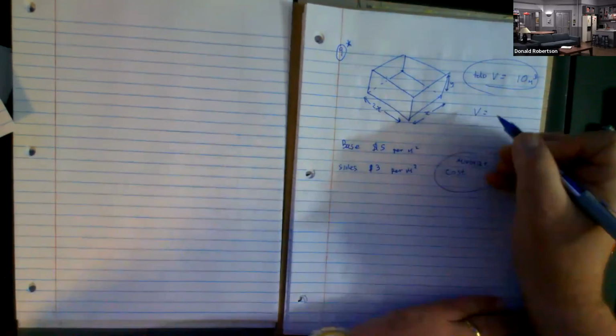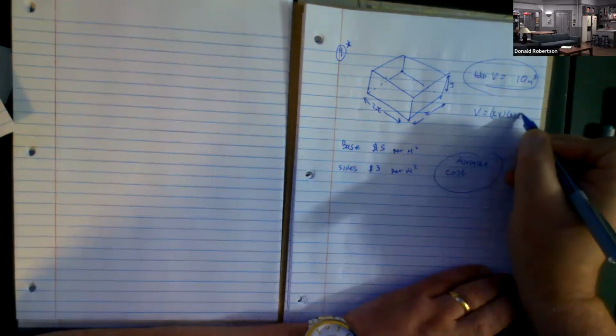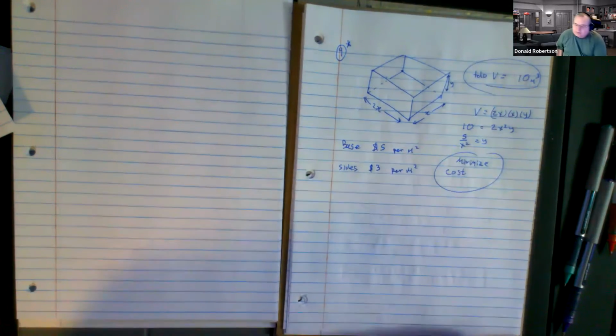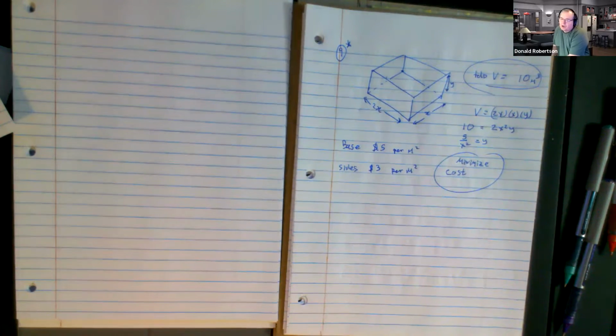I know the volume of this box is length times width times height. So that's going to be 2x times an x times a y. And I know its volume is 10. So we have 2x squared y. If you divide both sides by x squared, are you comfortable about how we found what y is in terms of x? Right, divide 10 by 2x squared and then cancel it down to 5 over x squared.